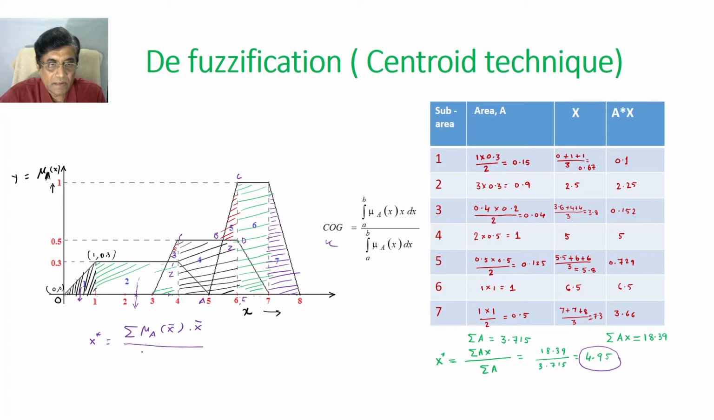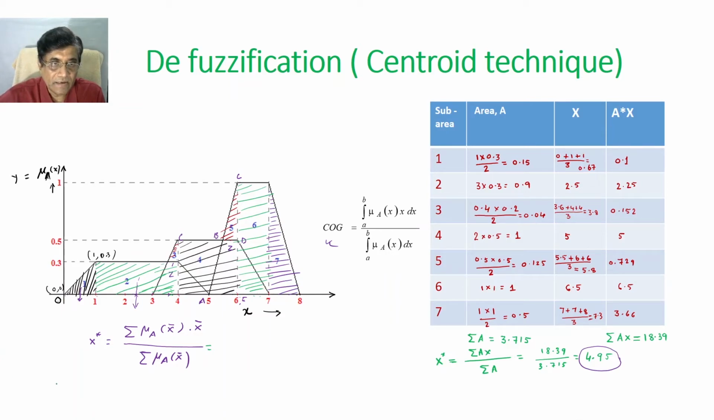Divided by mu A x bar, where x bar is the centroid of each shape. Okay, you now know. So let us calculate this for this figure. This is the calculation. You can see here so many calculations are required to get defuzzified output.